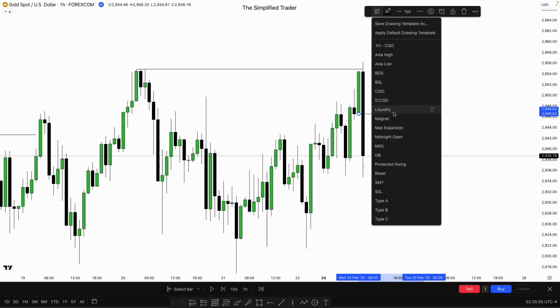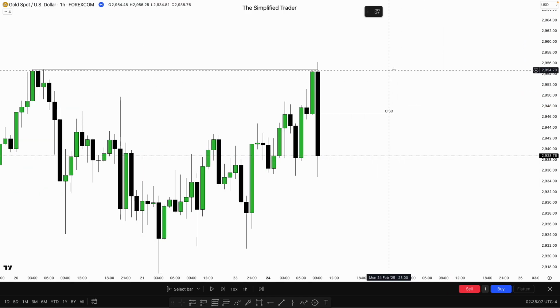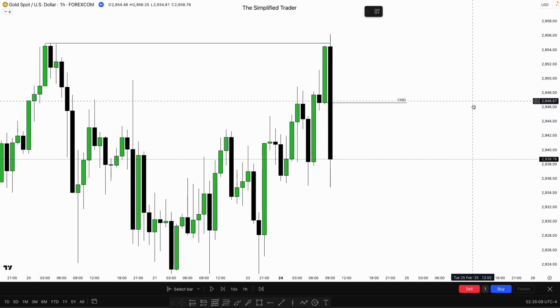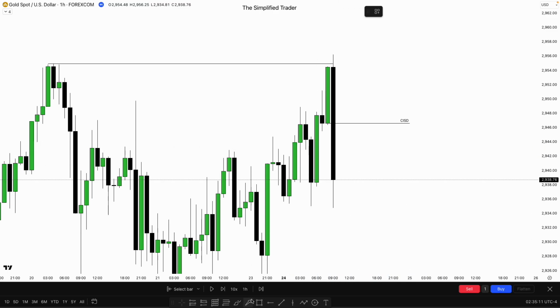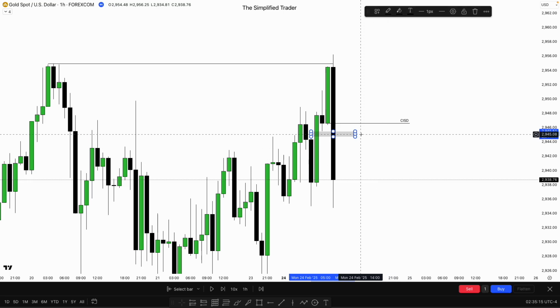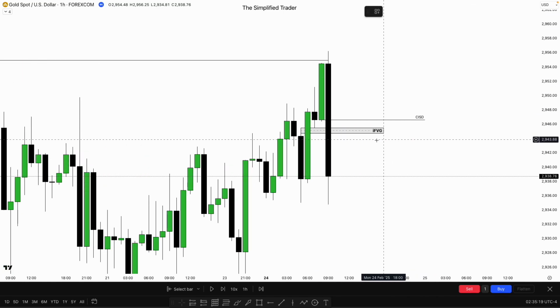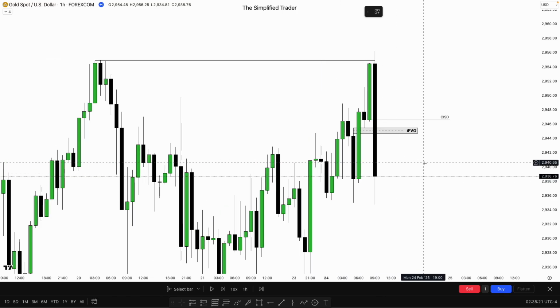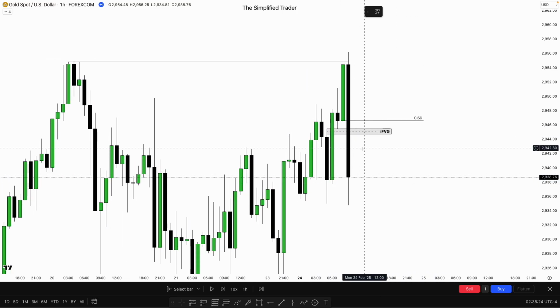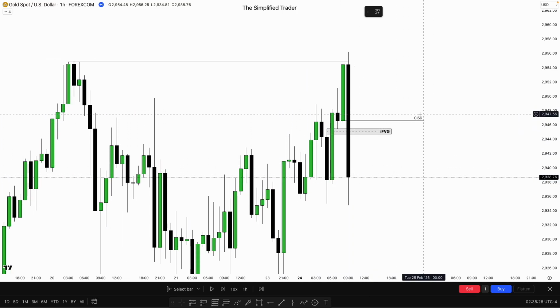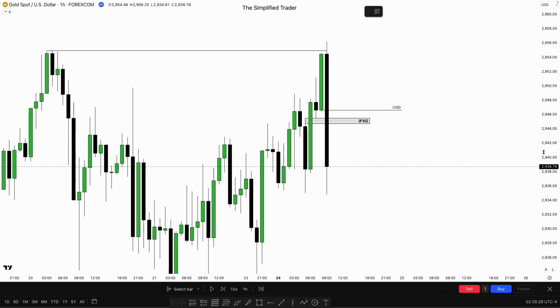That is my change in the state of delivery. But before that change in the state of delivery happened, what happened? Here we have that bullish fair value gap, and we disrespected it. We closed through it, so that becomes my inverse fair value gap. With that inverse fair value gap, we do form that change in the state of delivery.